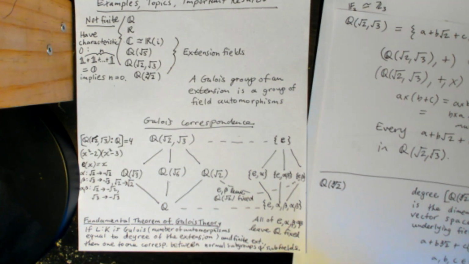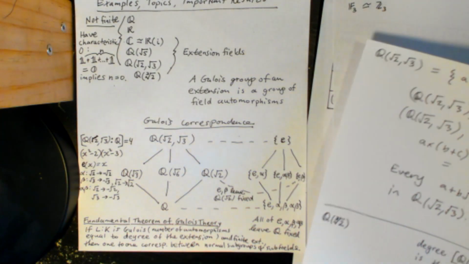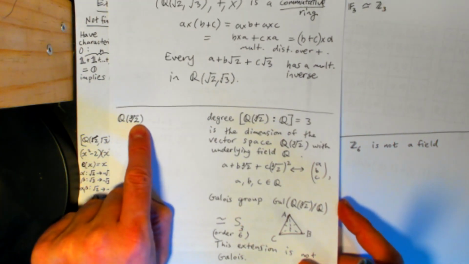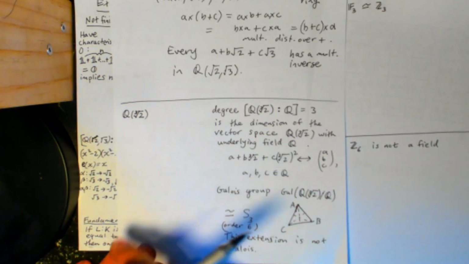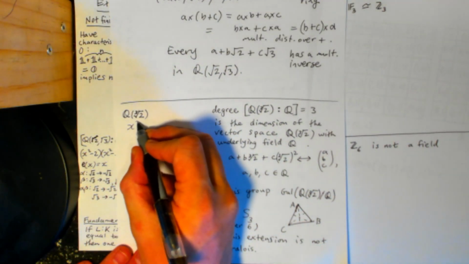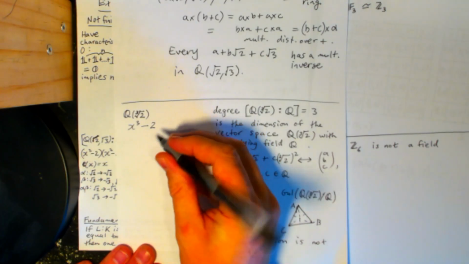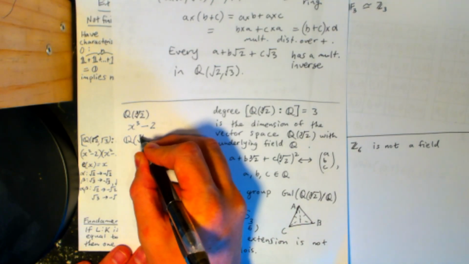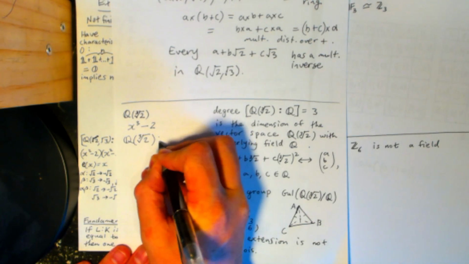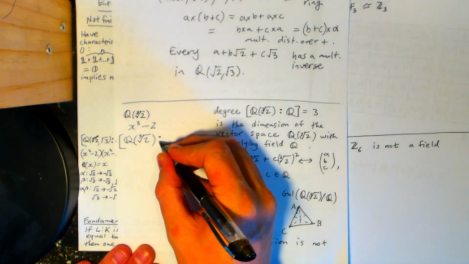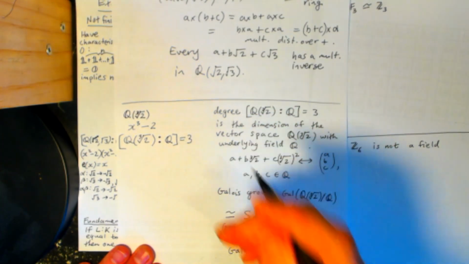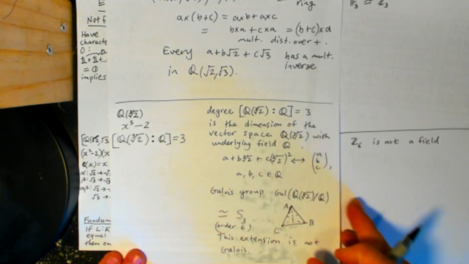Now let's move on to talk about Q adjoin the cube root of 2. All right, now the minimum polynomial of this would be x cubed minus 2. So here we see that the degree of this over Q is equal to 3. So that has degree 3.